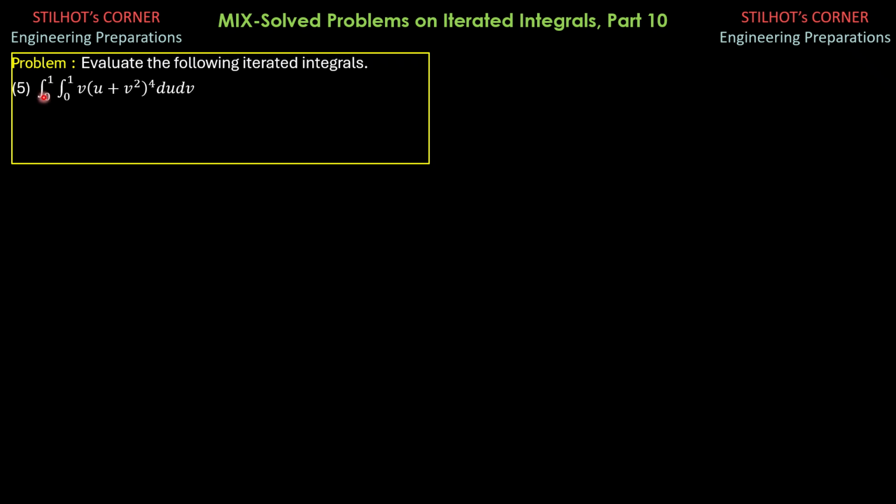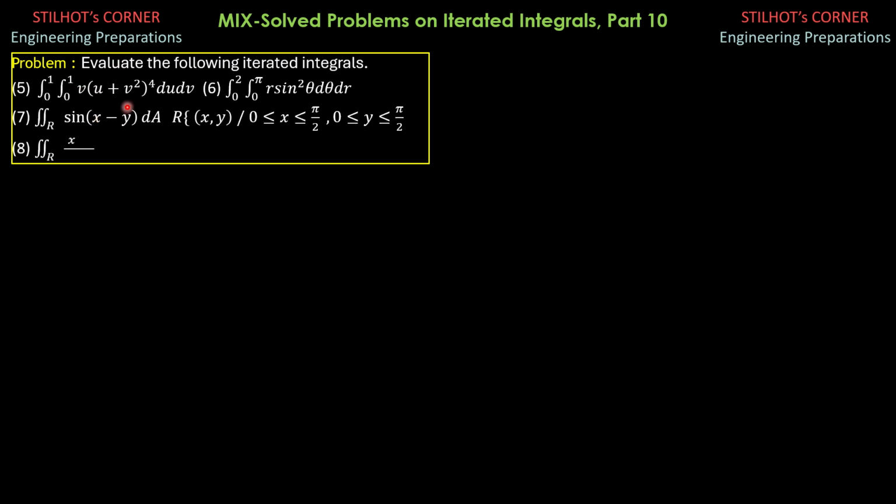We have here the integral, outer limits 0 to 1, then inner limits also 0 to 1, of v times the quantity u plus v square, raised to 4, du dv. So let's focus first on this problem here. The first differential that appears is u. So we treat u as the only variable here, and the other variables appearing are treated as constants.